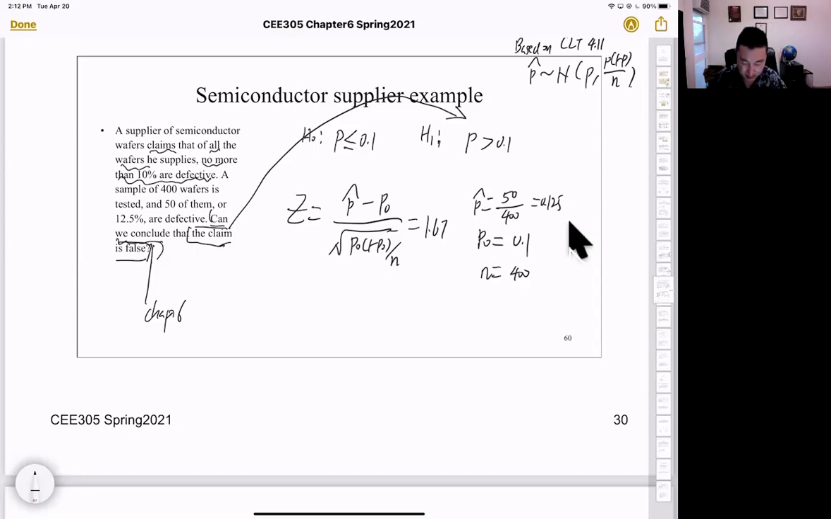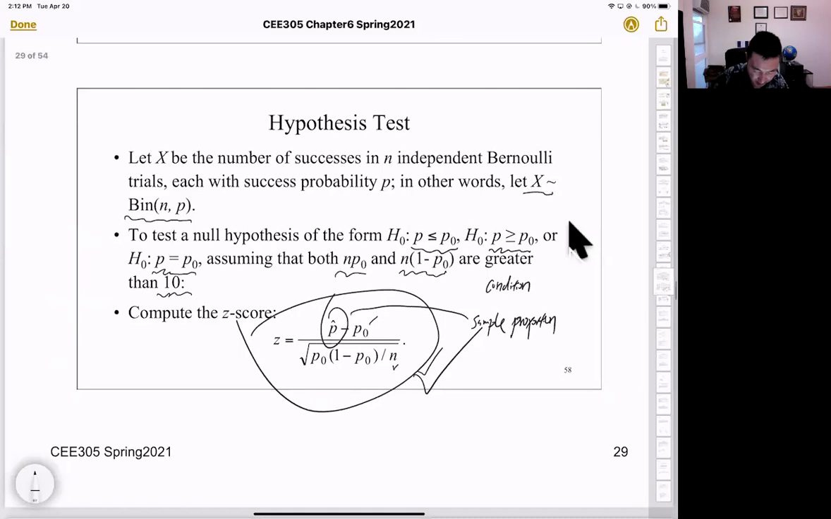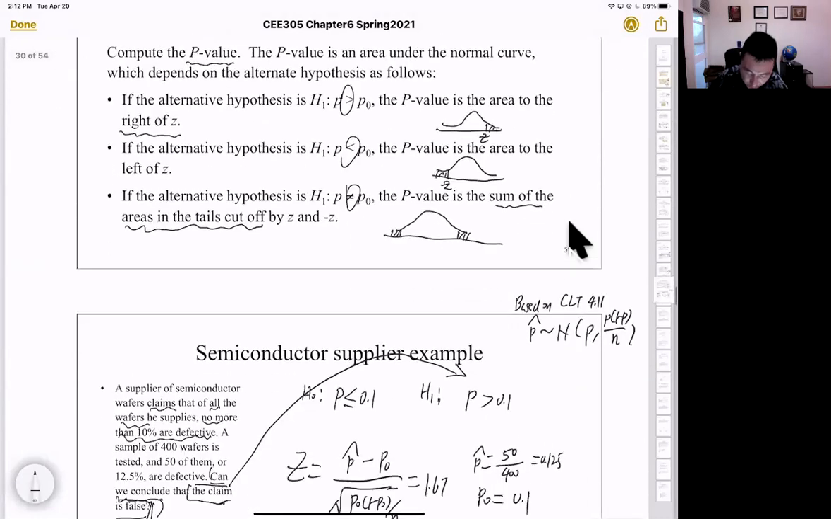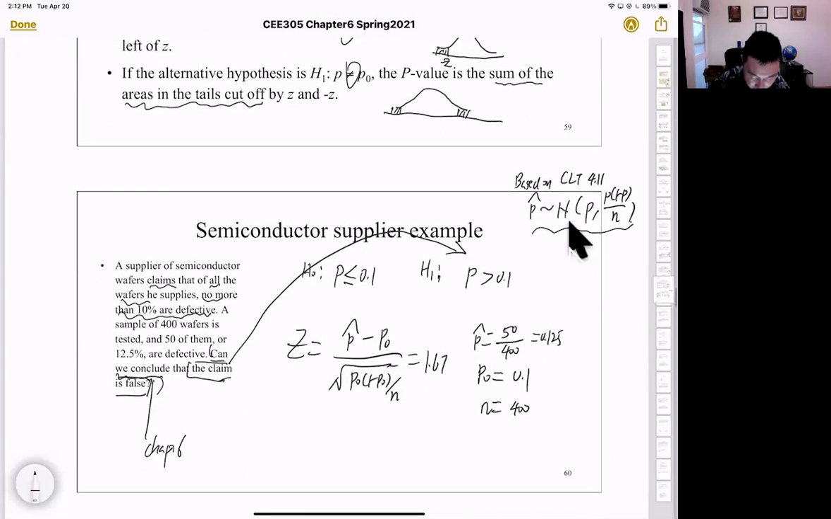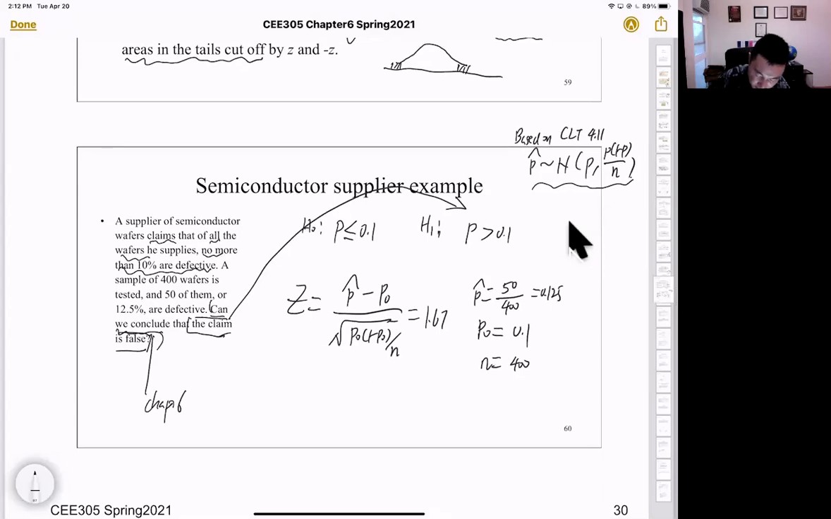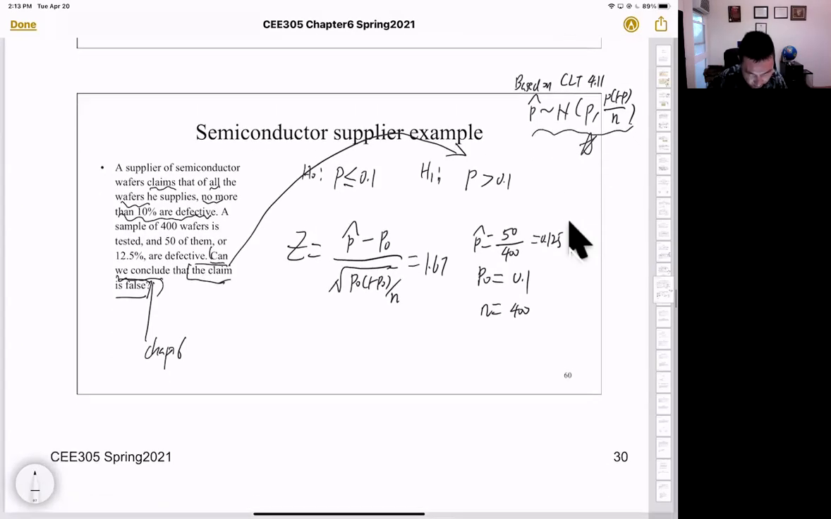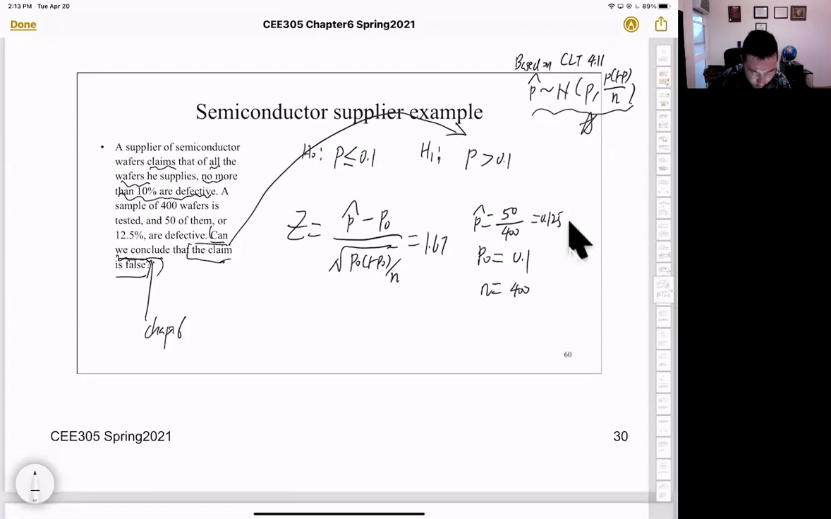And that's the reason why we have a condition such as n times p and n times 1 minus p are greater than 10. Because only under this condition, it will follow a normal distribution. And then the z-score is based on this distribution. That's how we calculate the z-score. But of course you don't need to know the background information here. What you need to know is you calculate the z-score based on this equation, and the z-score turned out to be 1.67.